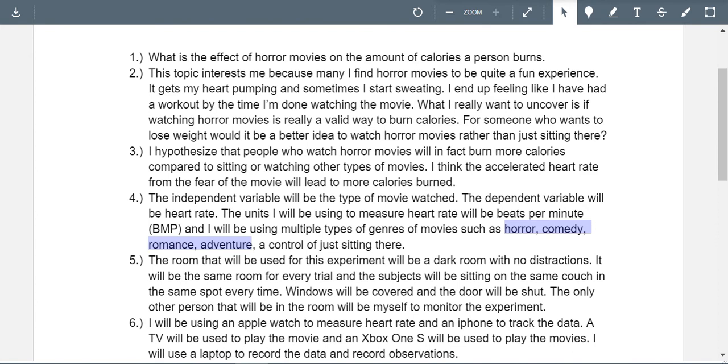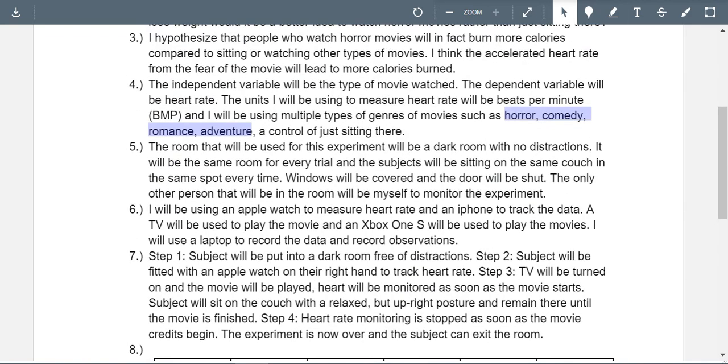So anyways, either change your research question to different genres of movies or increase the status of how scary the movie is. But right now your research question is not defined here. I hope you're seeing what I'm talking about here.